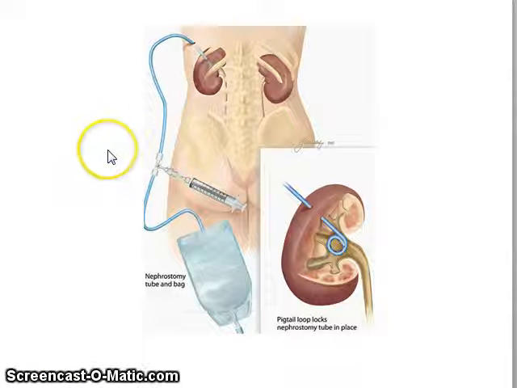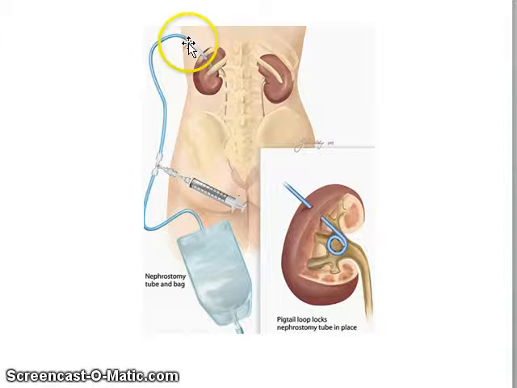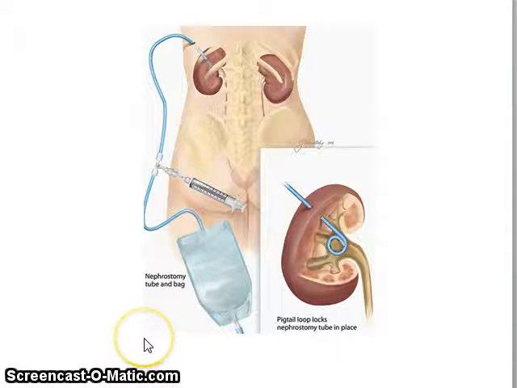And here's yet another picture of a nephrostomy tube. So again, percutaneous, there's the bag. This explains that there's a pigtail loop, so that it holds it in place. So what this tube does is drain the urine.